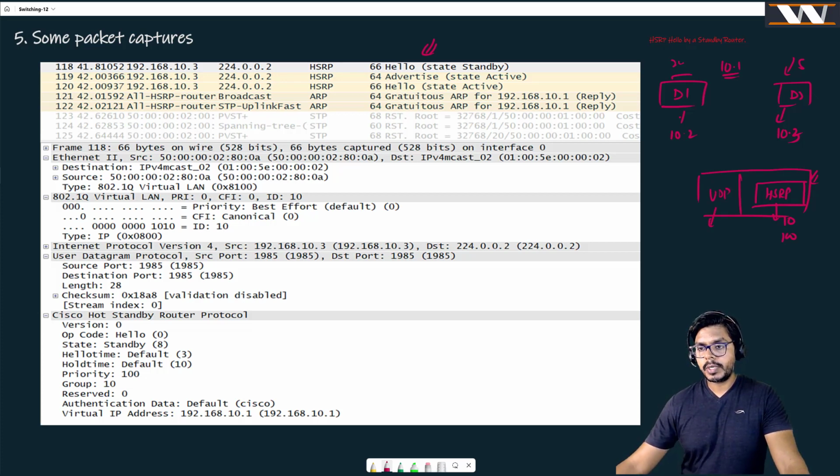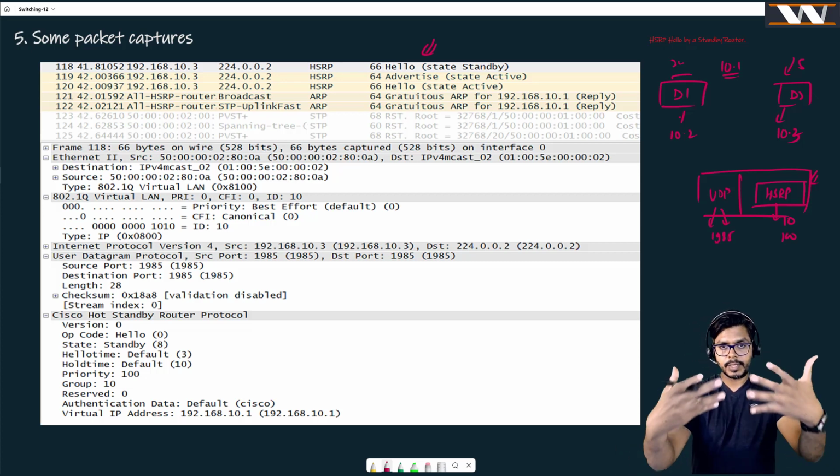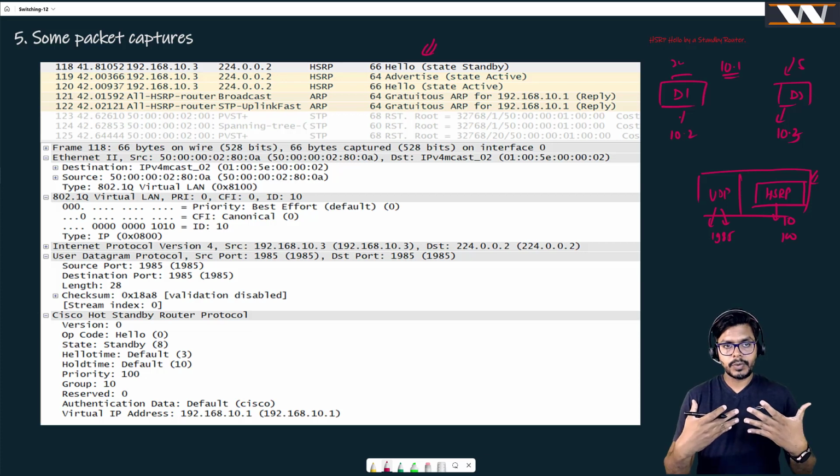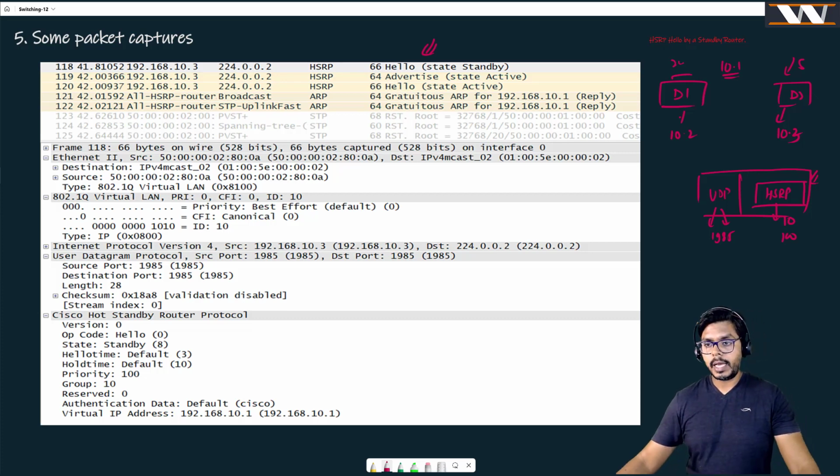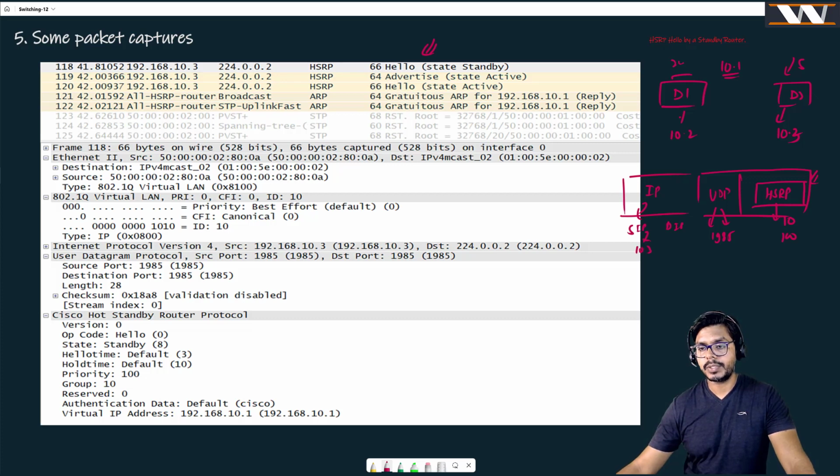UDP is having source port and destination port of 1985, right? So if I receive a message in which UDP says it is for port number 1985, the router understands this is the HSRP message. It is as simple as that. And of course, over IP, I am going to deliver it. IP is going to have the source IP and destination IP. Source IP is going to be 10.3 for sure. Destination IP is going to be what? Destination IP is here, the multicast address.